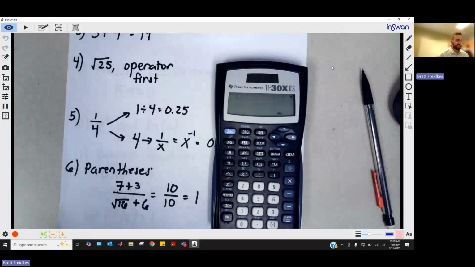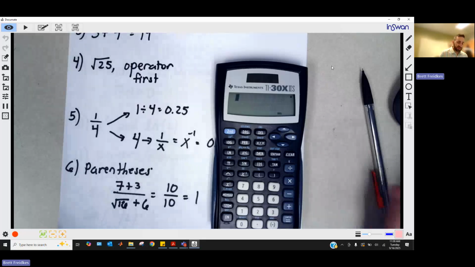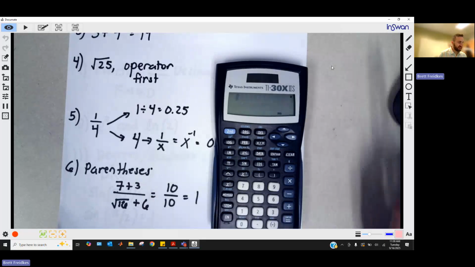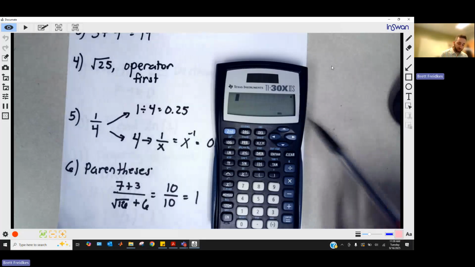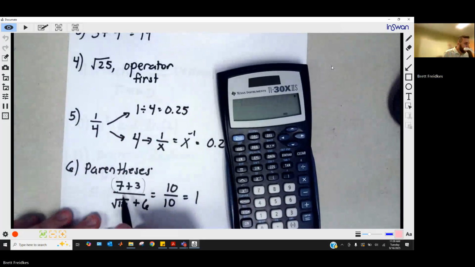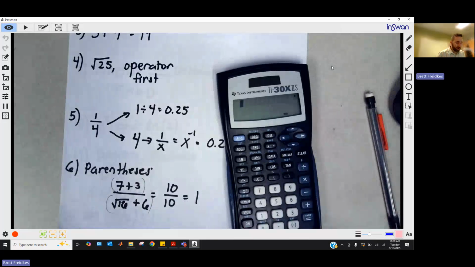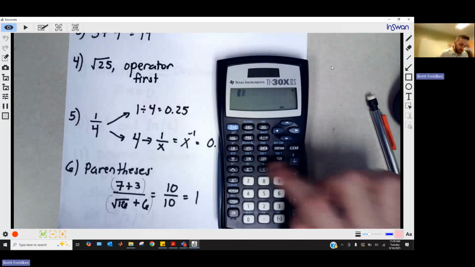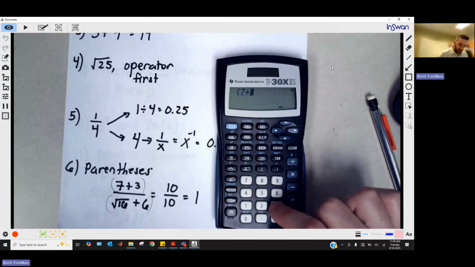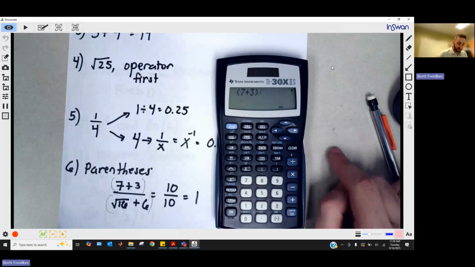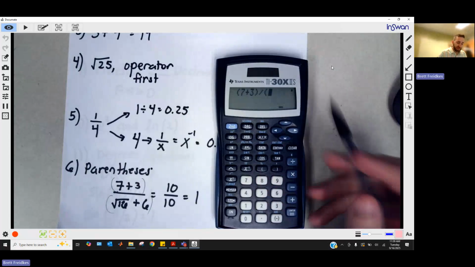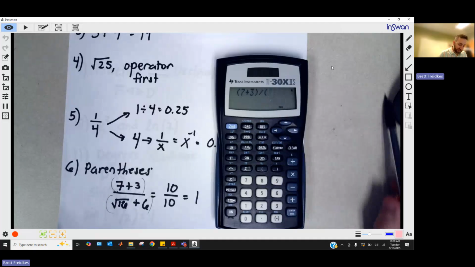If you want to use parentheses to separate, let's say, a numerator and denominator, you see in this problem, I have 7 plus 3 in the numerator and the square root of 16 plus 6 in the denominator. I'm going to include parentheses around those two in order to tell the calculator that that is specifically my numerator and that is specifically my denominator. I'm going to do parenthesis, 7 plus 3, close parenthesis. I've just made my numerator, divided by, I'm going to do another parenthesis to say that everything that I'm writing after this will be in the denominator.